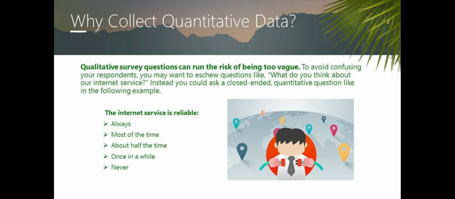This one is a 5-point Likert scale. So you can assign values like 1 for never, 2 for once in a while, 3 for about half the time, 4 for most of the time, and always would be 5. Then you can get the mean score of every individual, and then the mean score of an entire group, and then analyze the total mean, and that will be the level of internet service in terms of reliability.